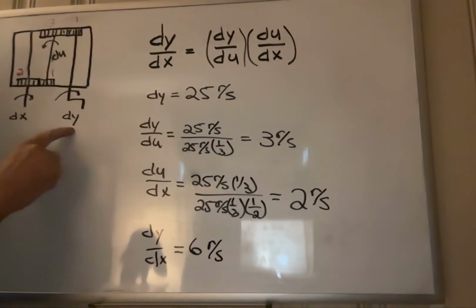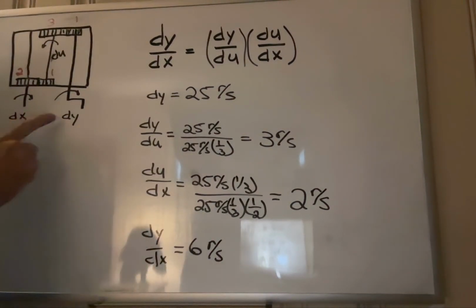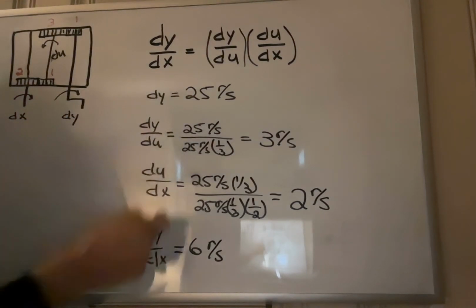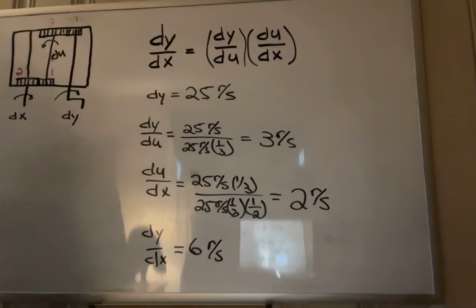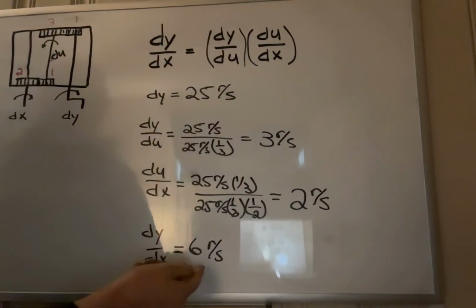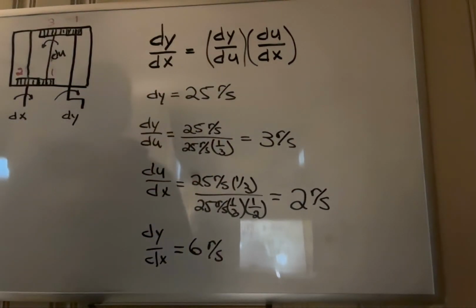No matter how fast or how slow you spin this, the ratio between dy and dx is always going to be 6. So if you spin this at 25, you know that dx is going to be 25 divided by 6, whatever that ends up being. If you want to know the speed of dx, it's going to be 6 times less than 25.